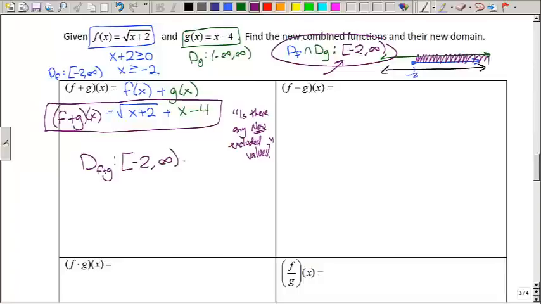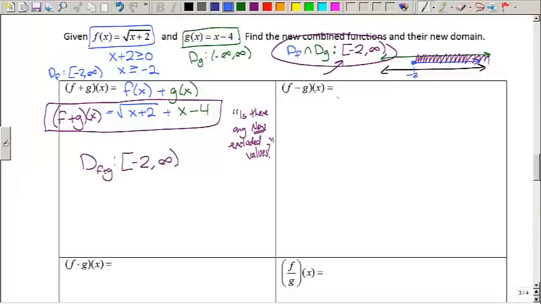until infinity. Again, the new bad values we said were probably going to occur in the quotient, but because there's no new bad values, I can just use negative 2 to infinity for all of my combined functions unless we create a new bad value.